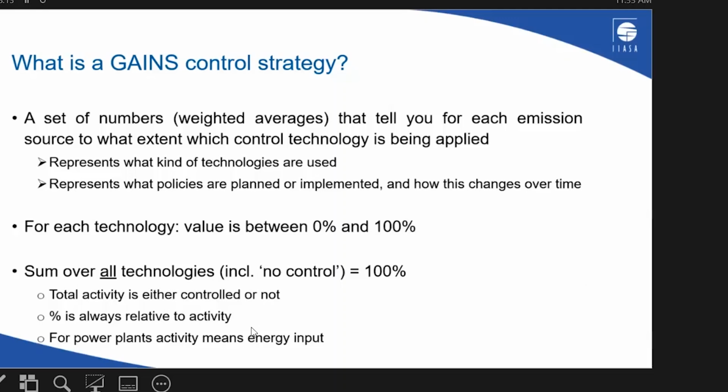So, in total activity, the control is implemented with the activity data. For example, if you are talking about the power plant sector, it is basically the control of the fuel input. And percentage is always relative to activity, and for power plants, activity means energy input. I will give you one example here, and the understanding will improve based on this.